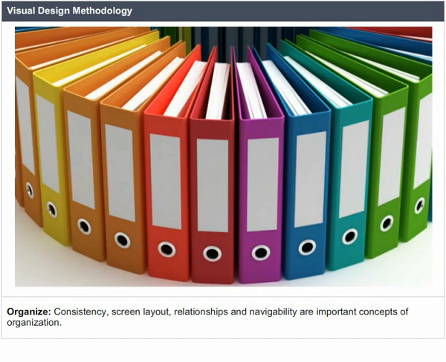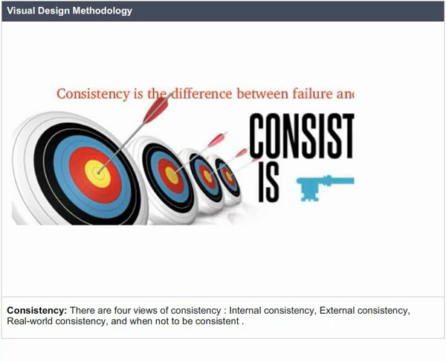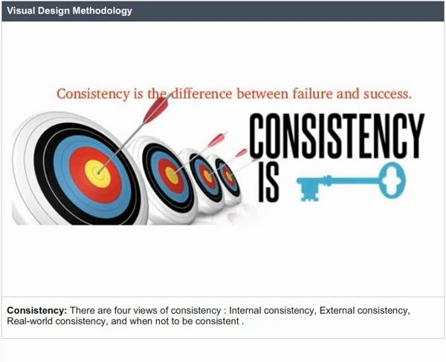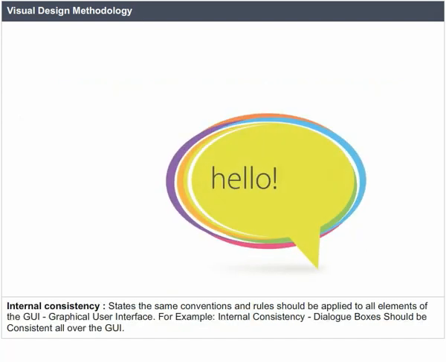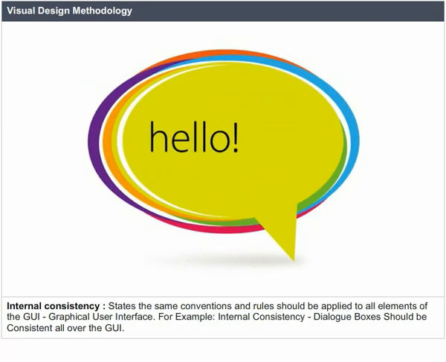Consistency. There are four views of consistency: internal consistency, external consistency, real-world consistency, and when not to be consistent. Internal consistency states the same conventions and rules should be applied to all elements of the GUI, graphical user interface. For example, dialog boxes should be consistent all over the GUI.